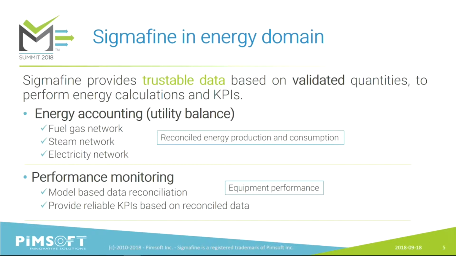utility networks. To get appropriate and applicable information in the energy context, Sigmafine provides a set of trustable data based on validated and reconciled quantities that can apply to energy content on a few different levels. One being energy accounting, especially for energy balances. This can be applied to the fuel, gas, steam, and electricity networks. And then on another level, Sigmafine can be applied to performance monitoring. So we can take our post-model based data reconciliation values, and then calculate KPIs or calculated values such as work and efficiency. And they can be reviewed within the Sigmafine framework, which provides reliable KPIs because they are based on reconciled and validated data.